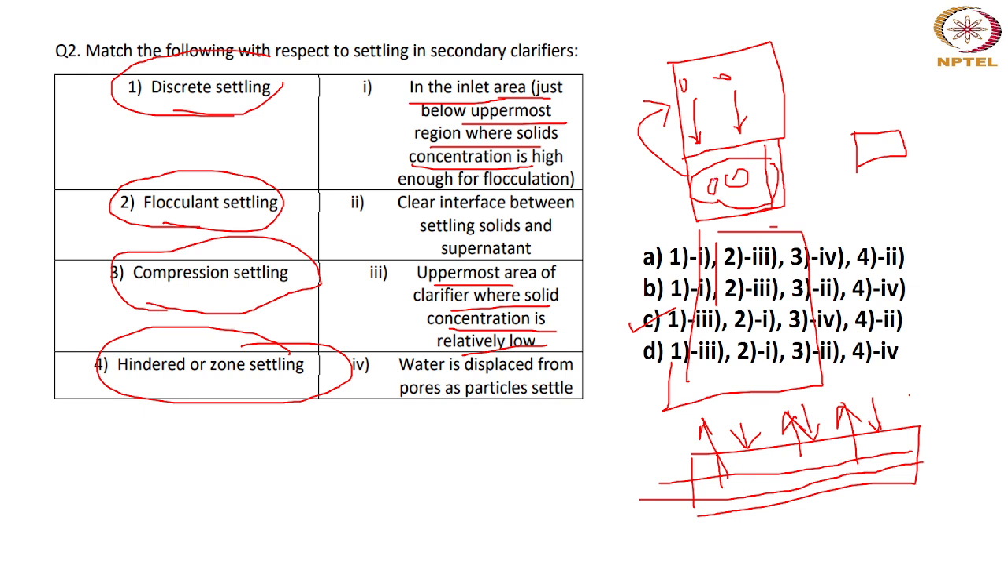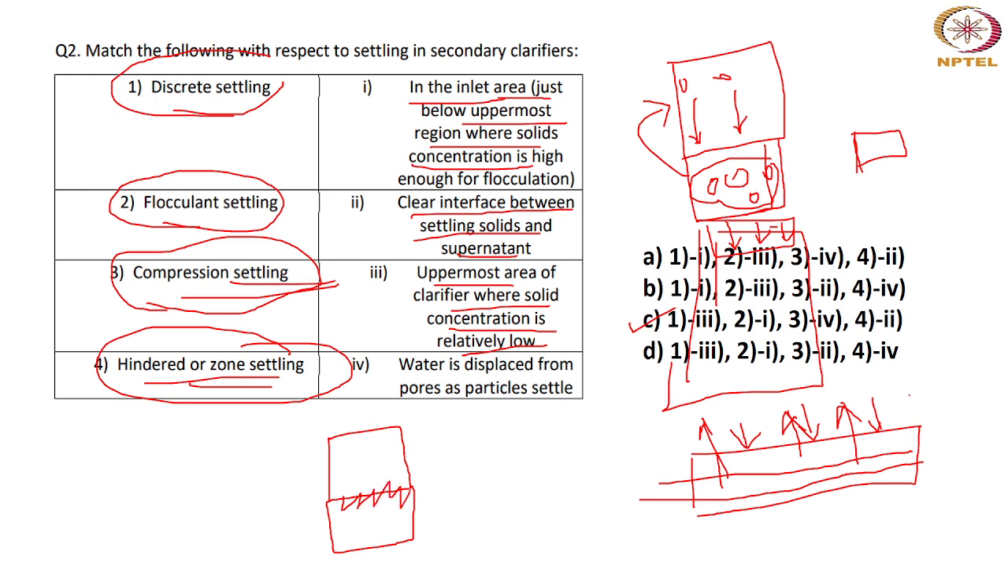Here it was flocculant settling, where various flocs were forming, though they were individual. In this case, after this portion, it is coming down or getting settled as a zone. That's why we are calling this hindered settlement. There is a clear interface between the settling solids and the supernatant. Above this is the supernatant, and at this interface we can find the hindered zone settlement.